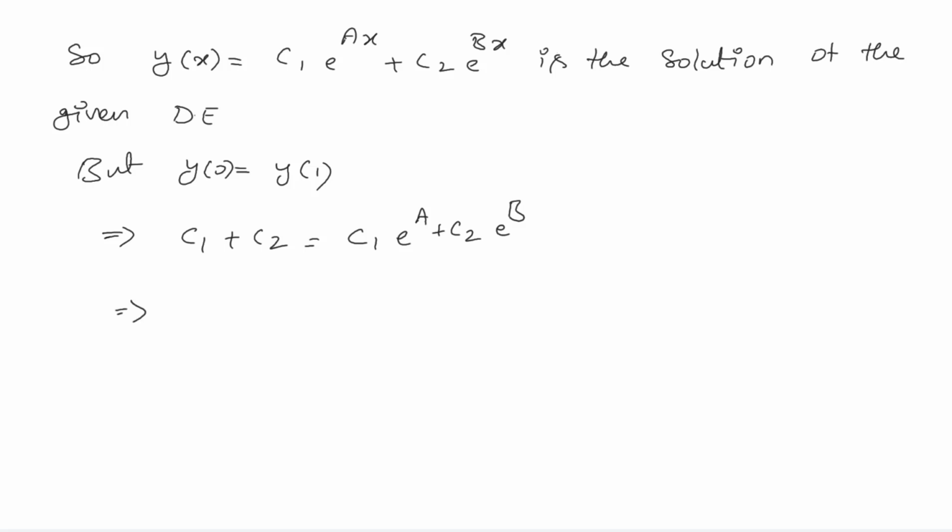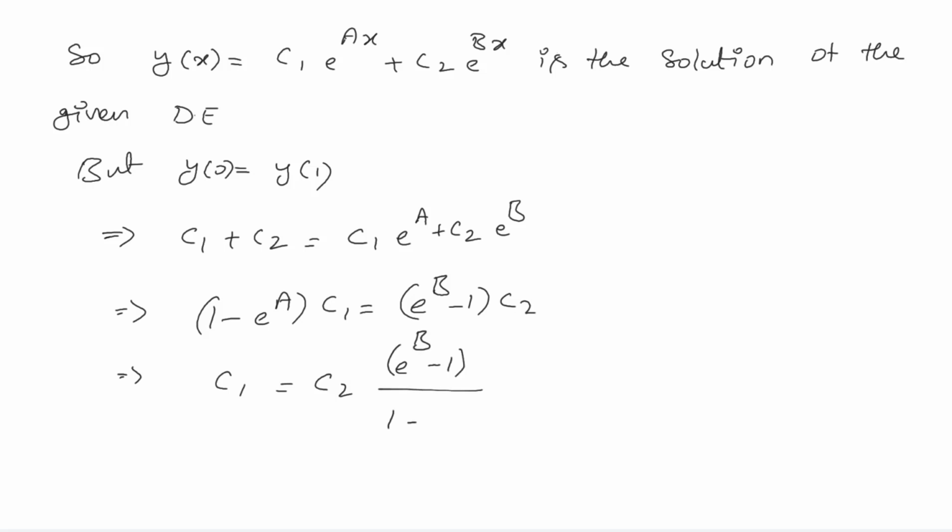From this we can see (1 minus e to the power of a) into c1 equals (e to the power of b minus 1) into c2. And from this we can see c1 in terms of c2: c2 times (e to the power of b minus 1) divided by (1 minus e to the power of a).